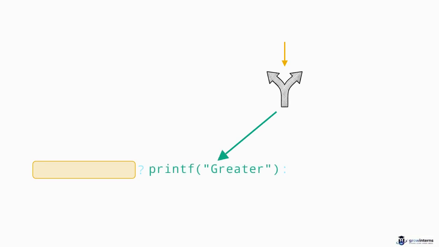Let's walk through a threshold comparison. The program checks if our number is greater than 14. If the condition is met, it executes the true path and prints greater. It completely ignores the code sitting after the colon.